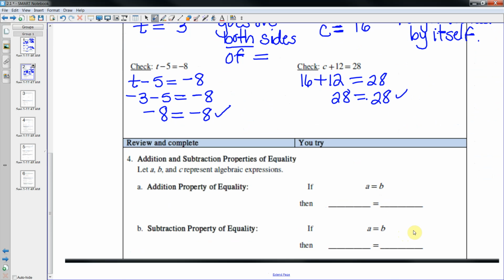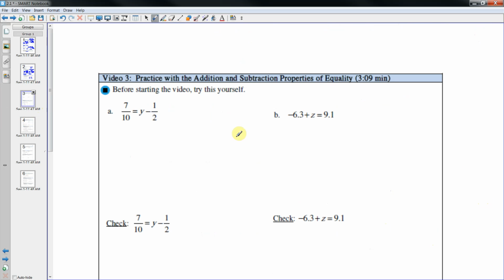So what I've been doing when I have been adding or subtracting to both sides is using the addition property of equality and the subtraction property of equality. What they say is that if you've got A equals B, then A plus C is going to be equal to B plus C, as long as I do the same thing on both sides. For subtraction, the same thing: A minus C equals B minus C. As long as you keep your equation balanced, whatever you do to one side, you do the same thing to the other.